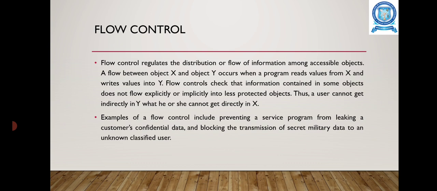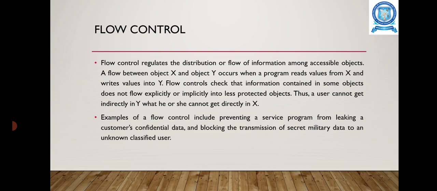The flow control regulates the distribution or flow of information among accessible objects. A flow between object X and object Y occurs when a program reads values from X and writes values into Y. Flow control checks that information contained in some object does not flow explicitly or implicitly into a less protected object. Thus, a user cannot get indirectly in Y what he or she cannot get directly in X.